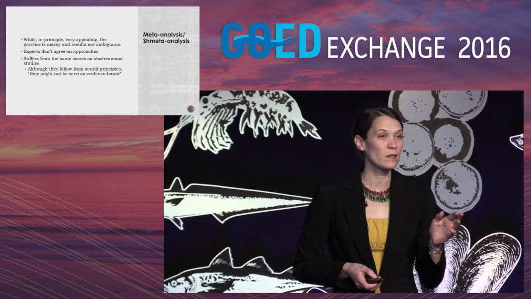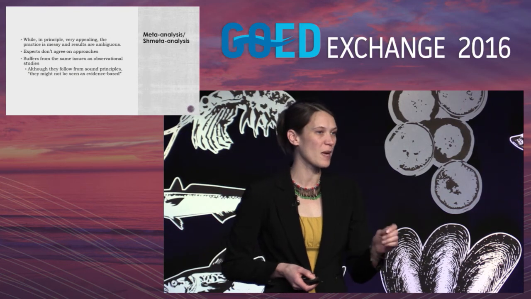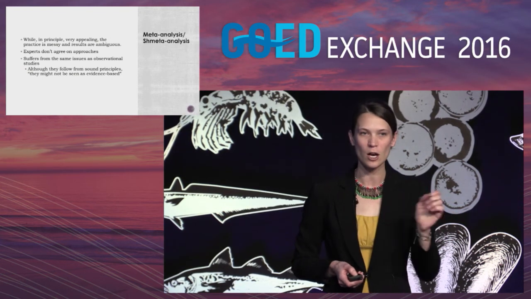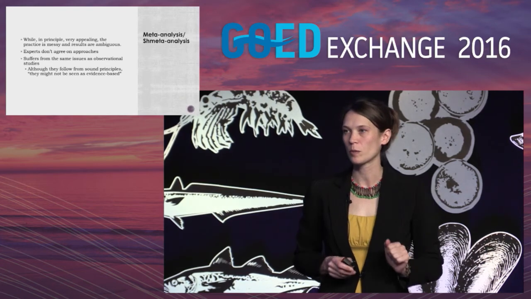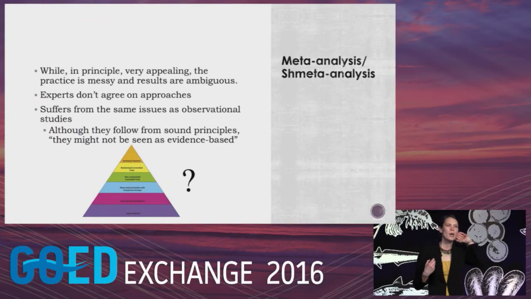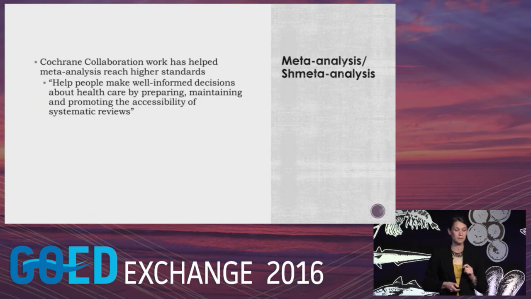And the Journal of the American Medical Association, JAMA, will not let you make causal conclusions from meta-analyses. They do not want to see any causal verbiage in your paper that you submit if it's a meta-analysis. So it brings into question whether systematic reviews and meta-analyses should really be at the top of that evidence-based pyramid.